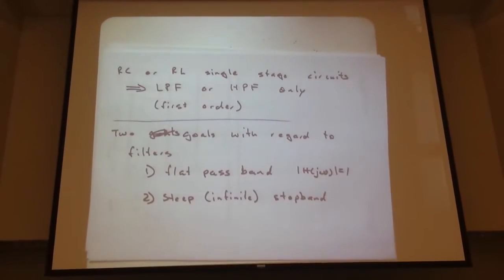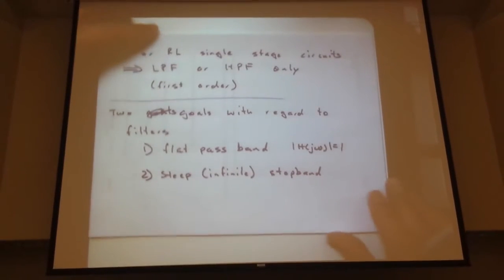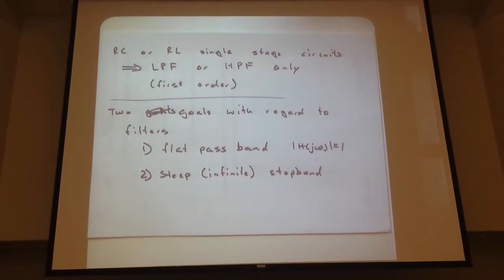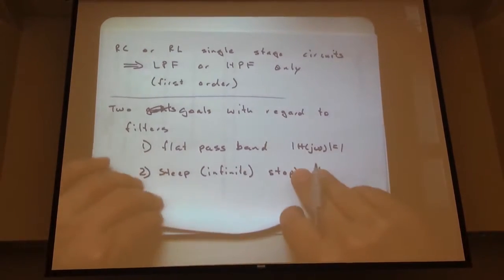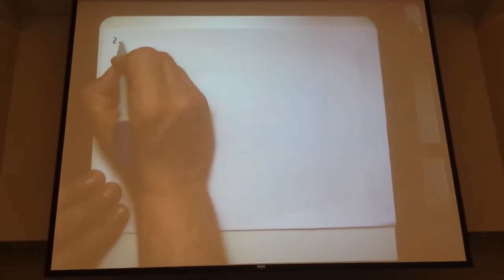Can you do better than that with first order circuits? No. You can always increase the roll-off, and then you're going to have a penalty in the passband. We will see later today. There is kind of a way we can do it in second order circuits. And so that brings up now second order circuits.